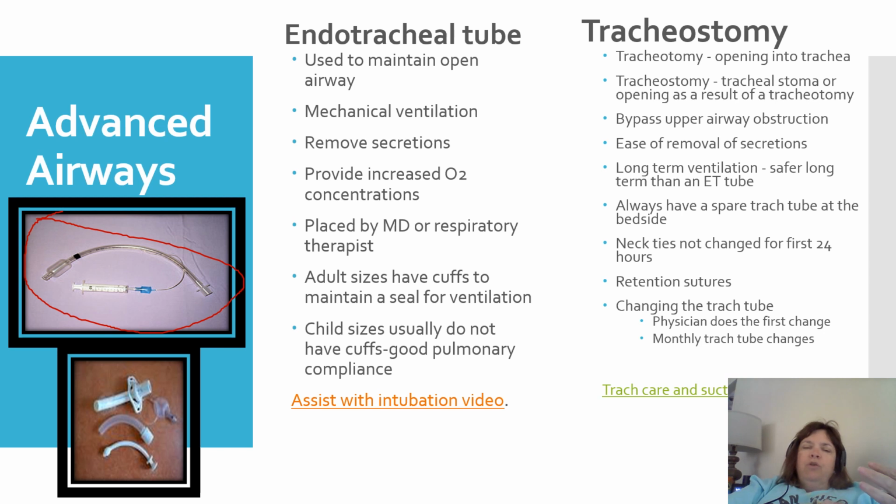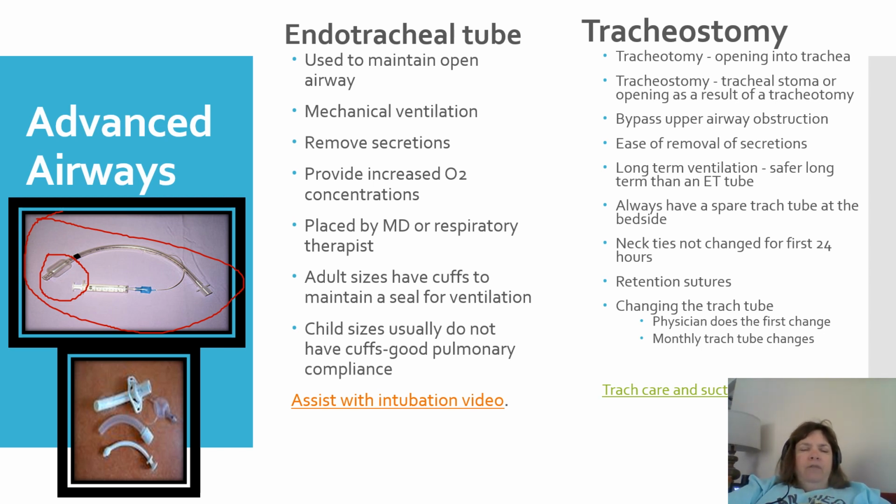It's used to remove secretions, provide increased oxygen concentrations, placed by an MD or a respiratory therapist, and by paramedics. And a lot of hospitals, they use a gyroscope now to place. Otherwise, it's a blind insertion. Adult sizes have cuffs, and that's what this part is, and that holds it in place. Child sizes usually do not have cuffs. And we'll talk later about what the role of the nurse is when the patient is intubated.